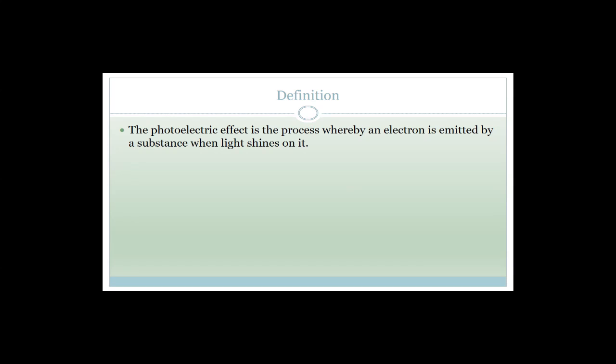Okay, so the photoelectric effect is a process whereby an electron is emitted by a substance when light shines on it, okay? Examples of the photoelectric effect: most of you have calculators with little solar panels on them. You know, those little silvery things at the top, and the fact that you don't have to add batteries to it, that's actually a solar panel, and solar panels use the photoelectric effect. So that's a typical example of the photoelectric effect being used.